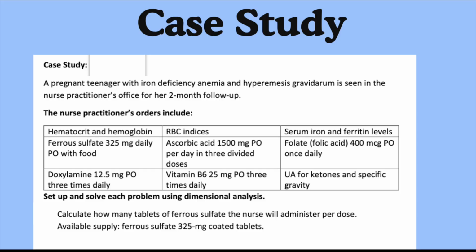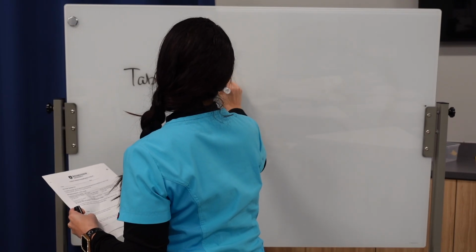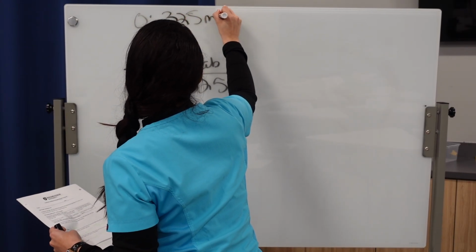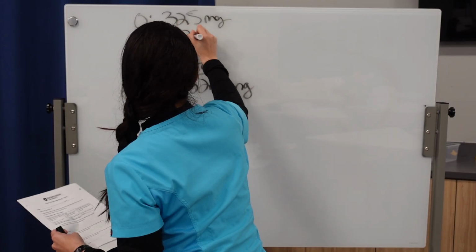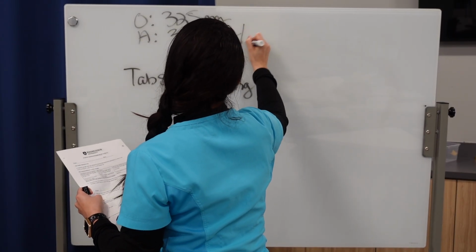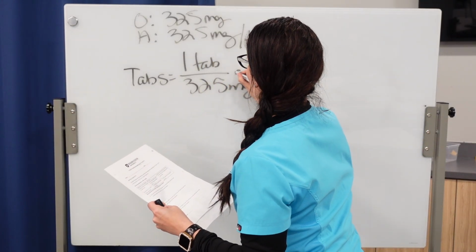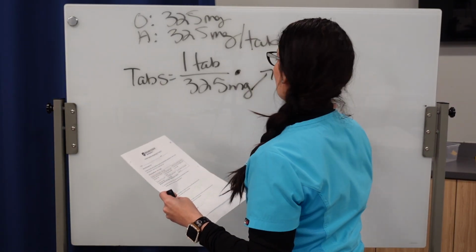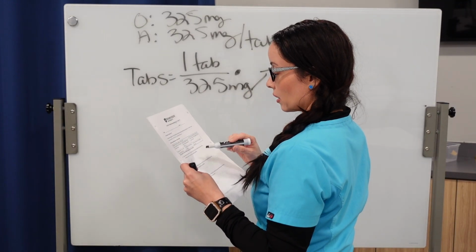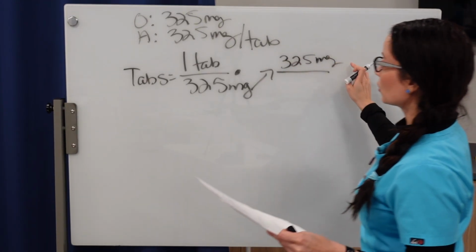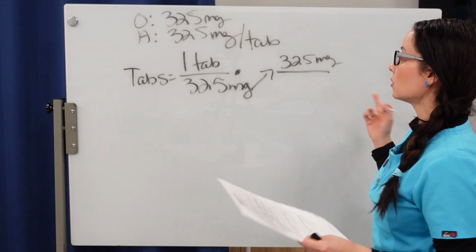This is how you do it in dimensional analysis. We're looking for tablets. One tab has 325 milligrams. So again, the order is 325 and the available is 325. Order per tab, right? So one tab has 325 milligrams. Whatever's down here goes up top. And then the order is 325. So again, when you divide 325 over 325, you're going to get 1.